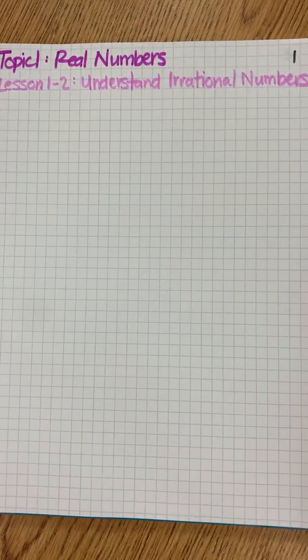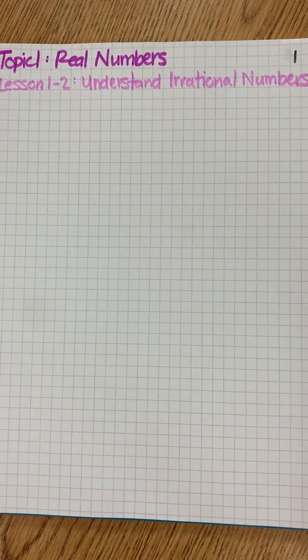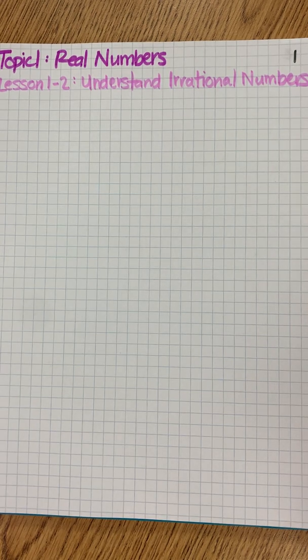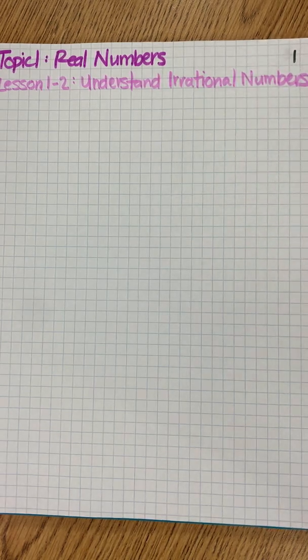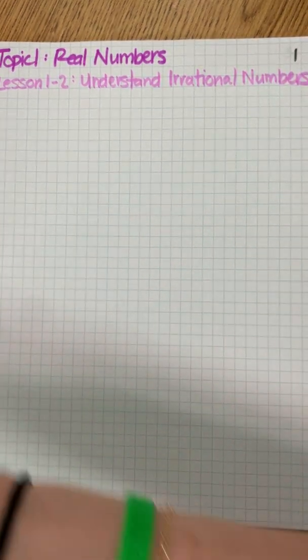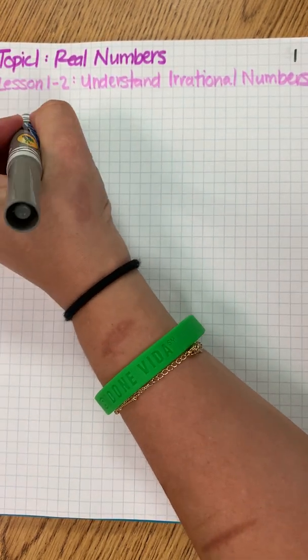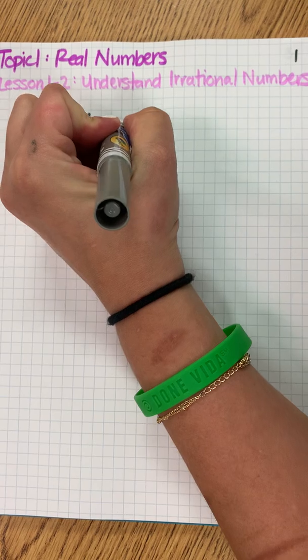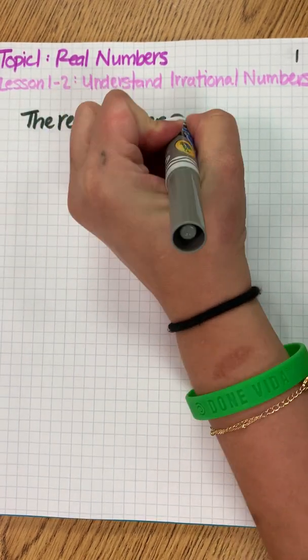Hi guys, today we are doing 1-2, which is understand irrational numbers. And today we're going to make a graphic organizer about the real number system. I'm going to use a marker that's a little darker for you guys so you can see it a little bit.